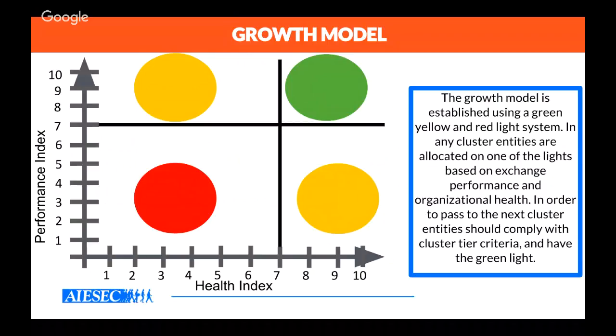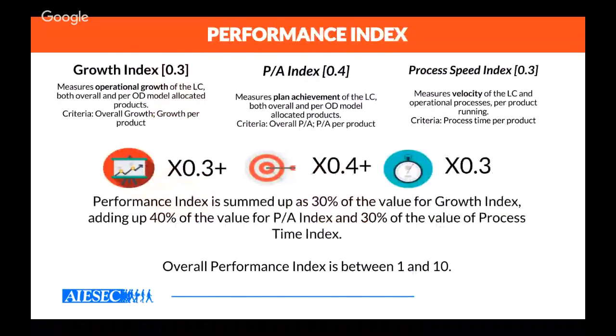Again, I will not go very deeply into explaining how they are computed, because you can find everything in the applicants folder or the materials, but at least I will give you a general picture of how we do that. Starting from the performance index, it's divided into 3 main indexes: the growth one, the plan achievement, and the process speed index.